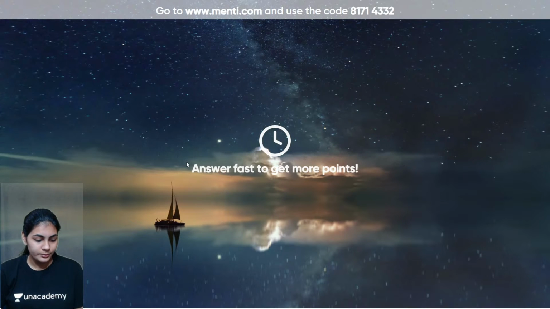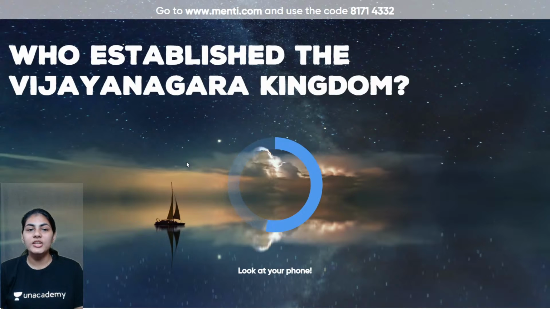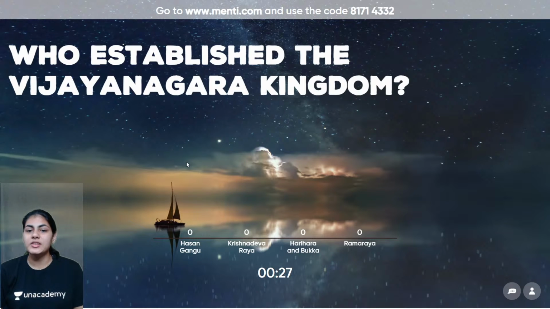Question number 11. Who established the Vijayanagara kingdom? Fairly simple question. Who was responsible for establishing the Vijayanagara kingdom? Was it Hasan Gangu? Was it Krishna Deva Raya? Was it Harihara and Bukka or Ramaraya? Which of these following was responsible for establishing the Vijayanagara kingdom? Fairly simple question. So please get this right.